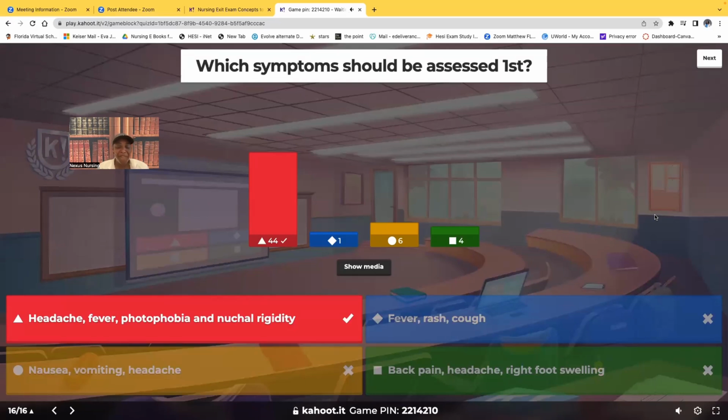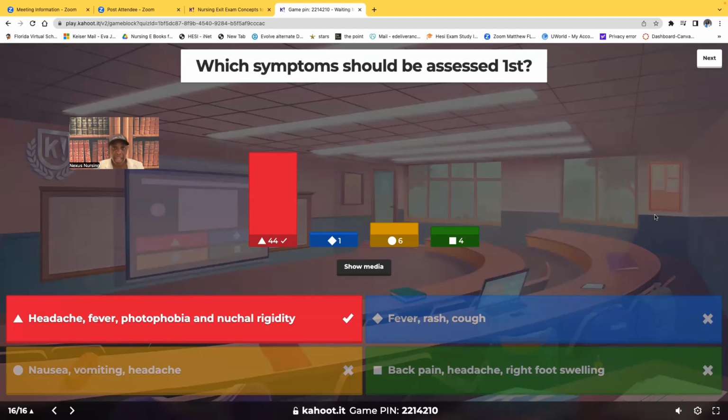Very good. Very, very good. The minute you see headache, fever, photophobia, nuchal rigidity, you see them together, you see them clustered, you better be thinking of meningitis. And when you even suspect, it's not confirmed, you suspect a patient has meningitis, you're automatically putting that patient in isolation because you have to protect the public from that patient, right?